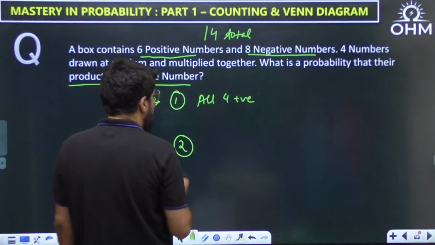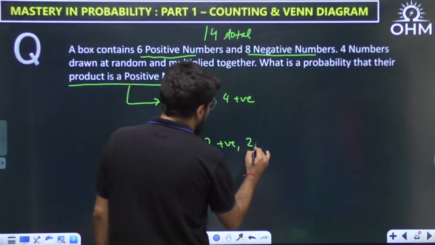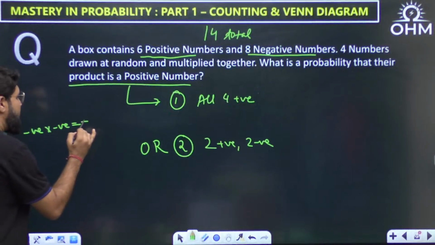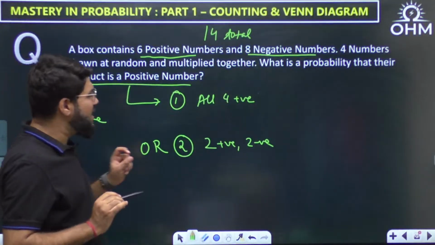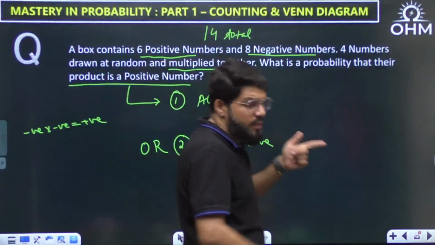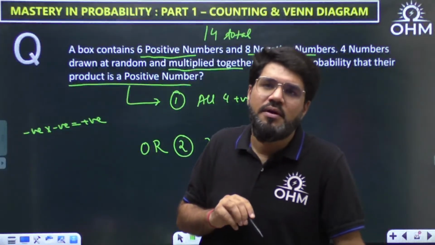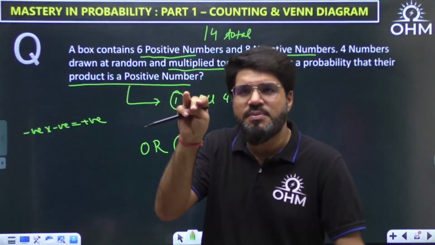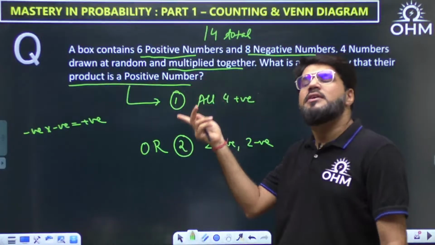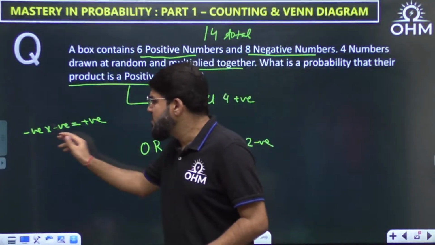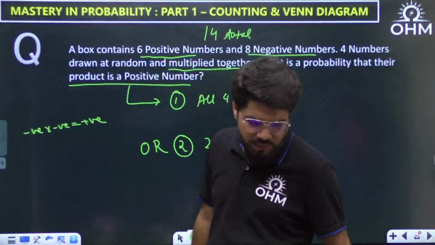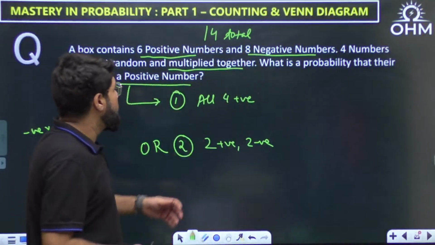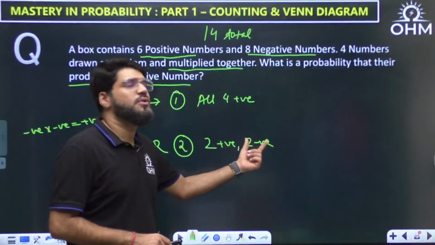Case number 2, 2 positive but 2 negative, because negative into negative will definitely be positive. If you take 2 negative numbers and multiply them together, the result will be positive. But if you take a single negative number, plus into plus into plus into minus, 4 numbers multiplied, 3 are plus and the 4th is minus, the answer will be minus. But if two negative numbers come together in a pair, minus into minus becomes a plus. Correct? That is why, if not all four positive, maybe two positive but two negative.